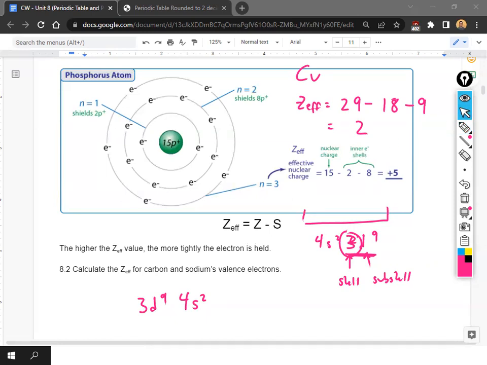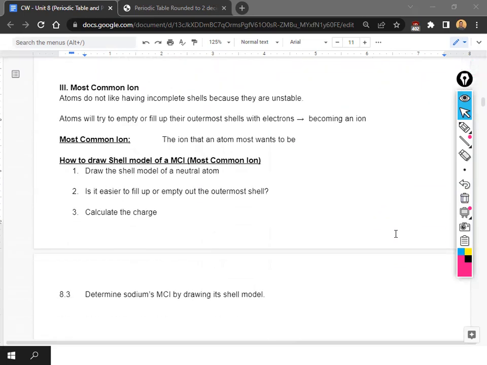Okay, ready to move on? Okay, next one is very simple. We've actually learned it already, and it's the most common ion. It's the ion that the atom wants to become. Okay. So atoms, they don't like having incomplete shells.